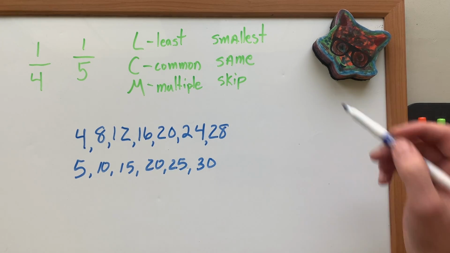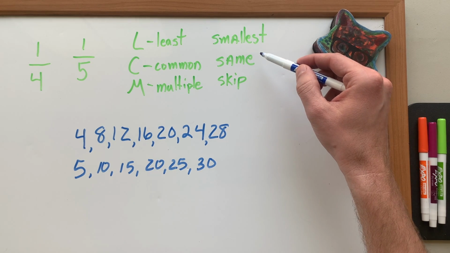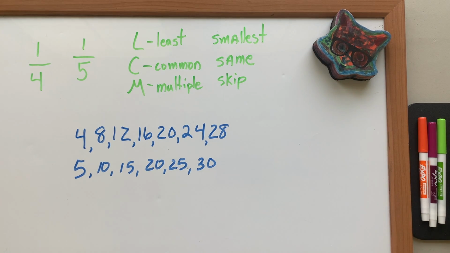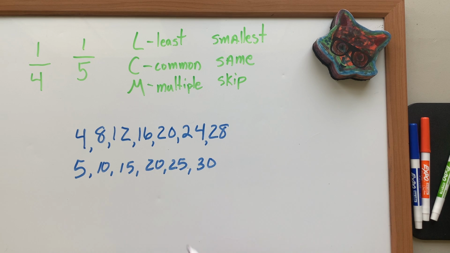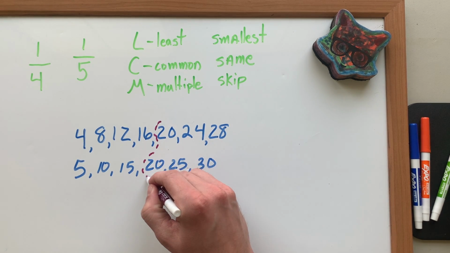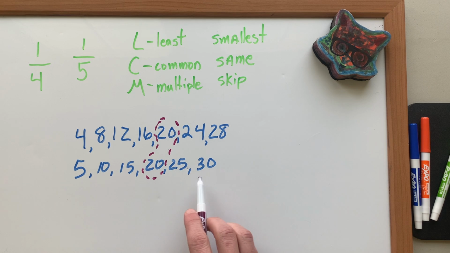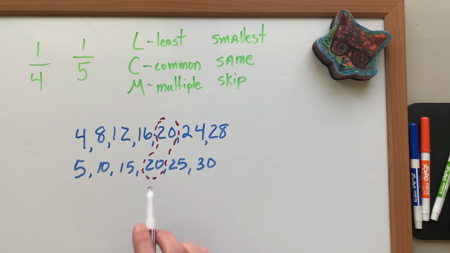Now let's go back to what we talked about here. We want the smallest number that's the same in our skip counting. So we've done our skip counting, or our multiplication facts for our two denominators, and we want to find the smallest number that's common to both lists. And the number 20 is the first number that shows up in both lists. Now, if you were to keep going, you would find other numbers that are common. 40 would work, 60 would work, but 20 is the smallest one. So 20 is going to become the new denominator.